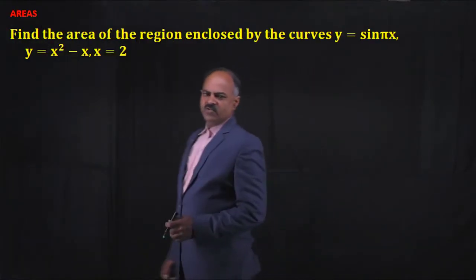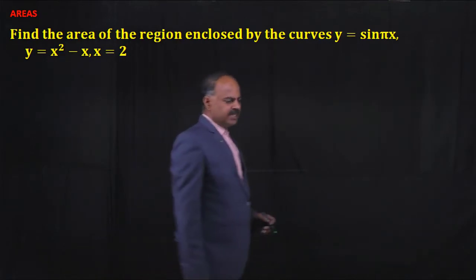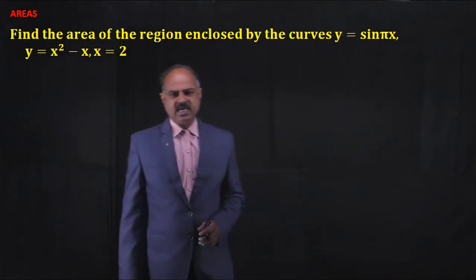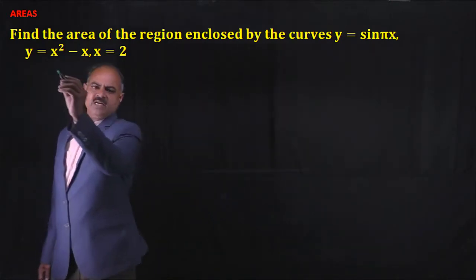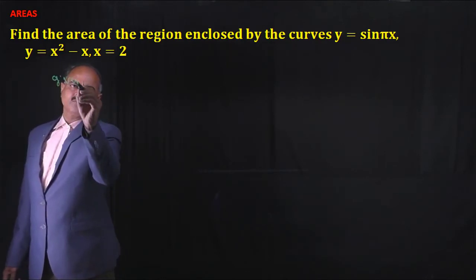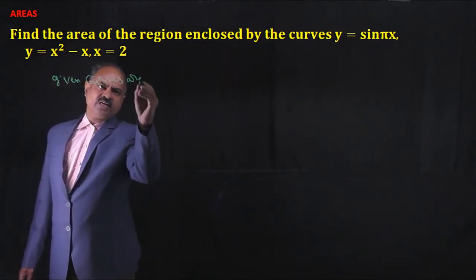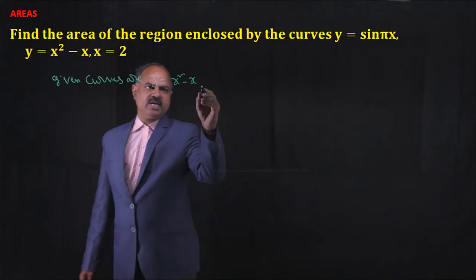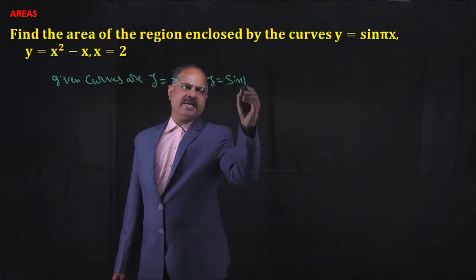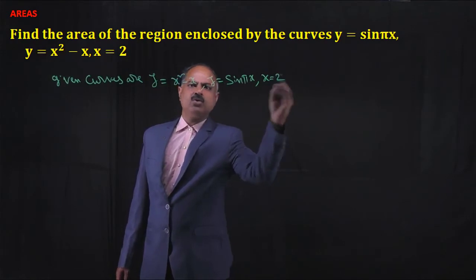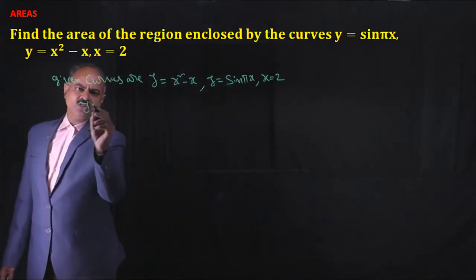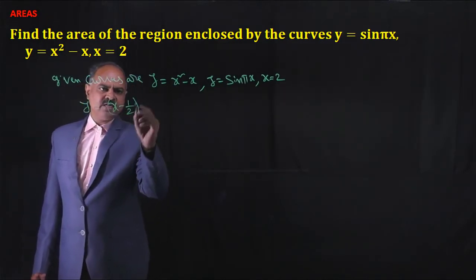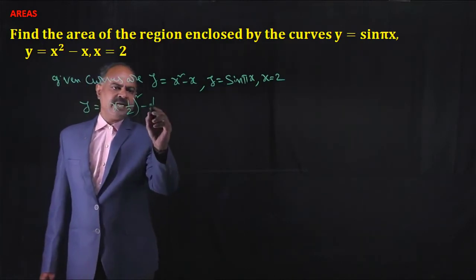Next problem, find the area of the region enclosed by the curve y equal to sin pi x and y equal to x square minus x and x equal to 2. So the given curves are y equal to x square minus x, y equal to sin pi x and x equal to 2. So y is equal to x square minus x. This can be written as x minus 1 by 2 whole square minus 1 by 4.